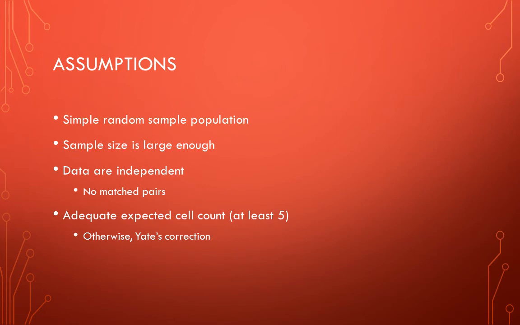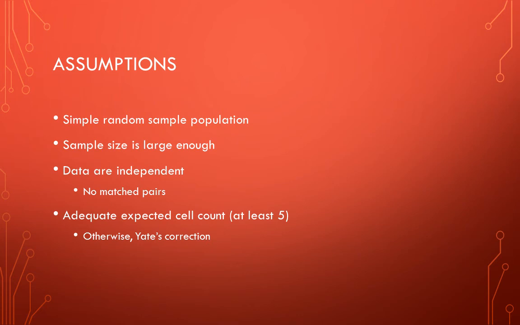Chi-square test is for independent data, which means no matched pairs, no correlated data. You can't use twins with a chi-square test, so if you have twins or matched pairs, you might consider something like a McNemar's test, which is different. So you want to be sure that you're separating the two of them.